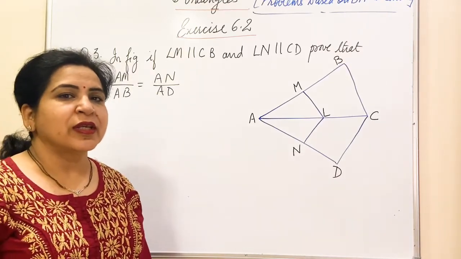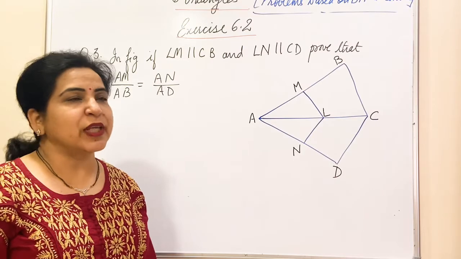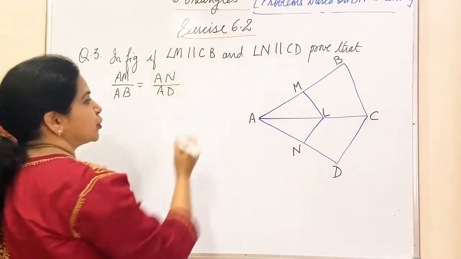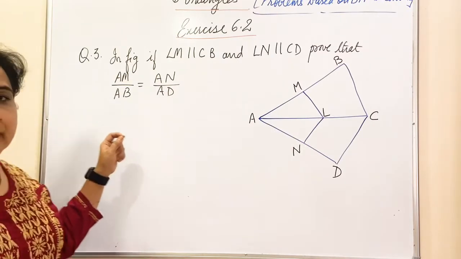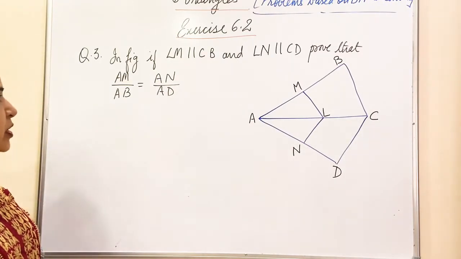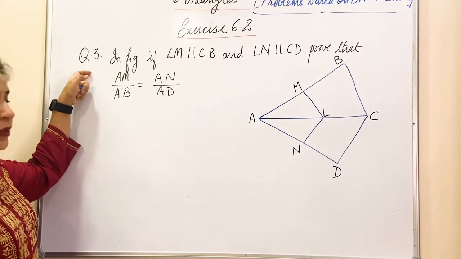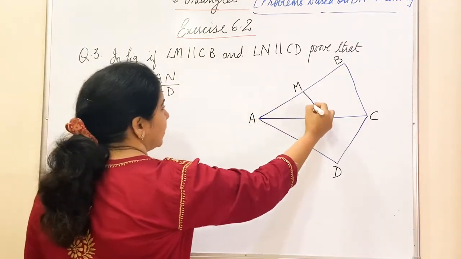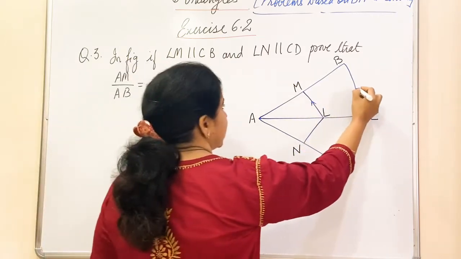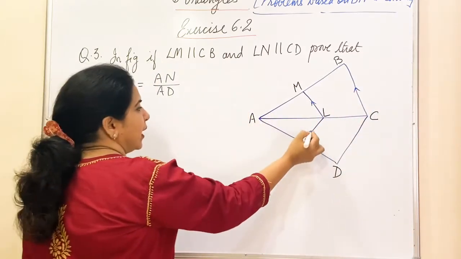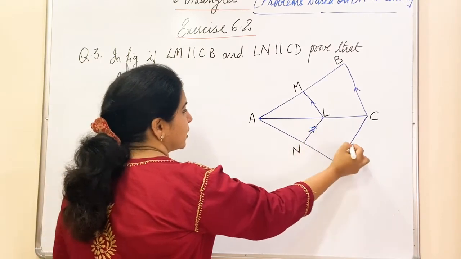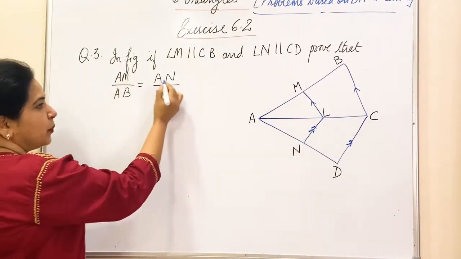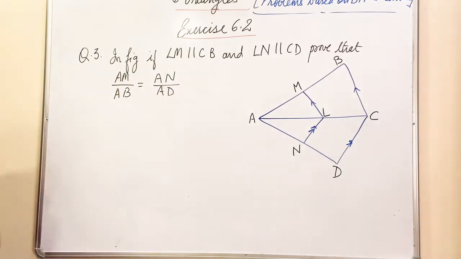Hello students, today we have to solve problems based on BPT and converse of BPT. Exercise 6.2. I hope you have done the first and second problems, which are very simple. Now question number 3. In the figure it is given LM is parallel to BC and LN is parallel to CD. Now we have to prove that AM upon AB is equal to AN upon AD.